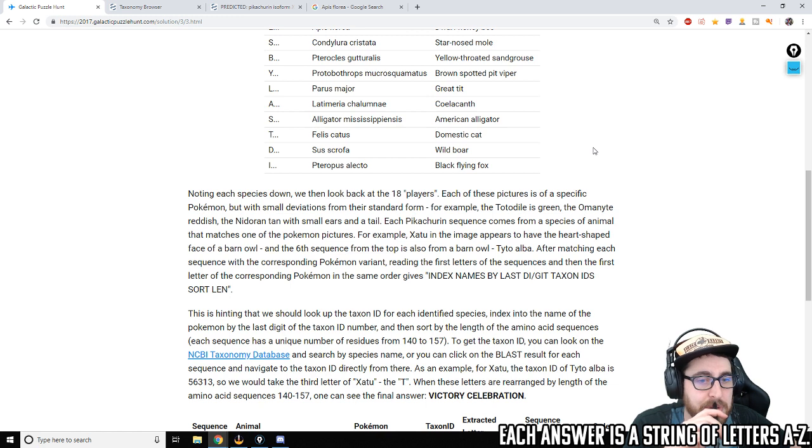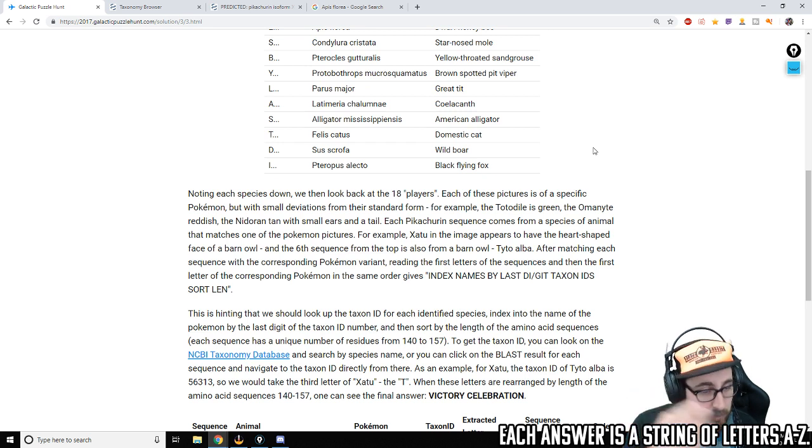After matching each sequence with the corresponding Pokemon variant, reading the first letters of the sequences and then the first letter of the corresponding Pokemon in the same order gives "index names by last digit taxon ID sort len." This is hinting that we should look up the taxon ID for each identified species, which we were doing, index into the name of the Pokemon, the last digit of the taxon ID number, and then sort by the length of the amino acid sequences. Each sequence has a unique number of residues from 140 to 157.